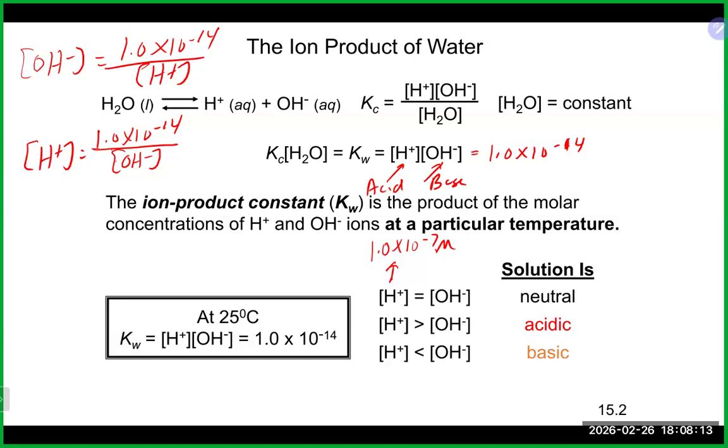And if you calculate the OH minus concentration and it's larger than your H plus concentration, then the base part of the solution is bigger than the acid part of the solution, and that solution will be basic. So we could use the H plus and OH minus concentrations to allow us to determine what type of solution we're dealing with. Is it acidic, basic, or neutral? Any questions on that there?